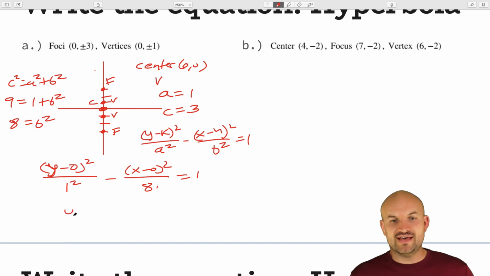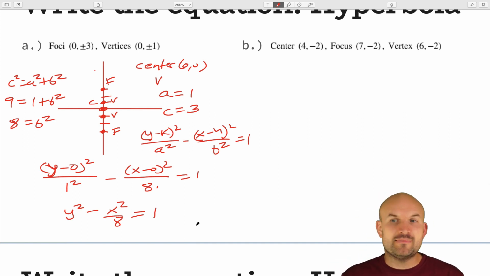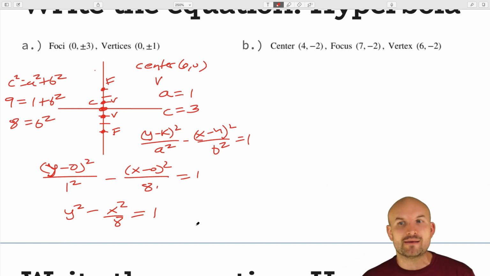And I can just simplify that to y squared minus x squared over 8 equals 1. All right, for the next example, I have the center, the focus, and the vertex. Now, on a test, a lot of students will get confused on this one because they're not plural. They're like, oh, you have these singular things. That means it has to be a parabola.